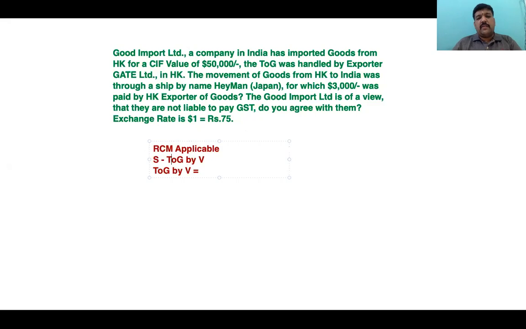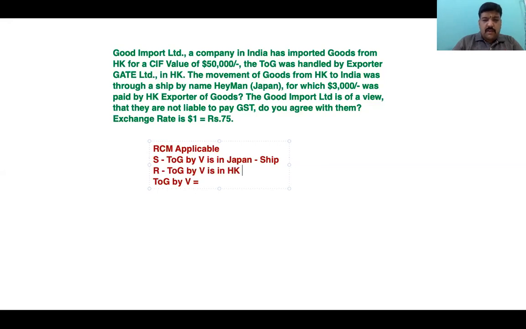I'm using all the acronyms. The supplier is in Japan. Who is the supplier? The respective shipping company. Who is going to be the recipient? The recipient for transportation of goods by vessel is the company in Hong Kong.